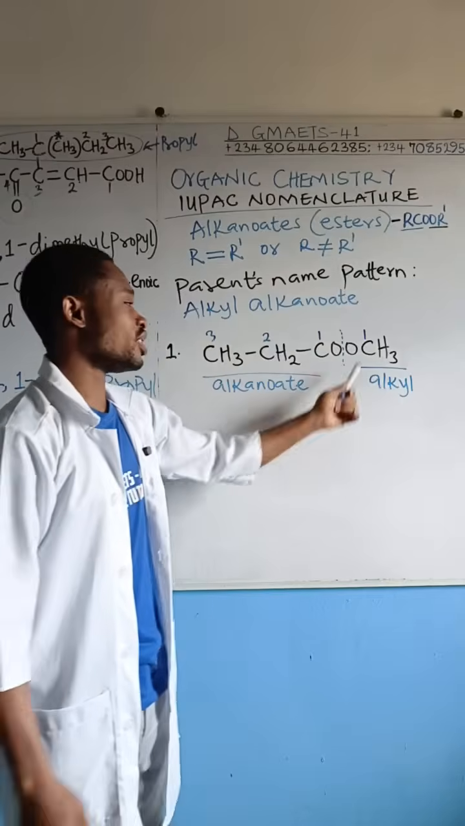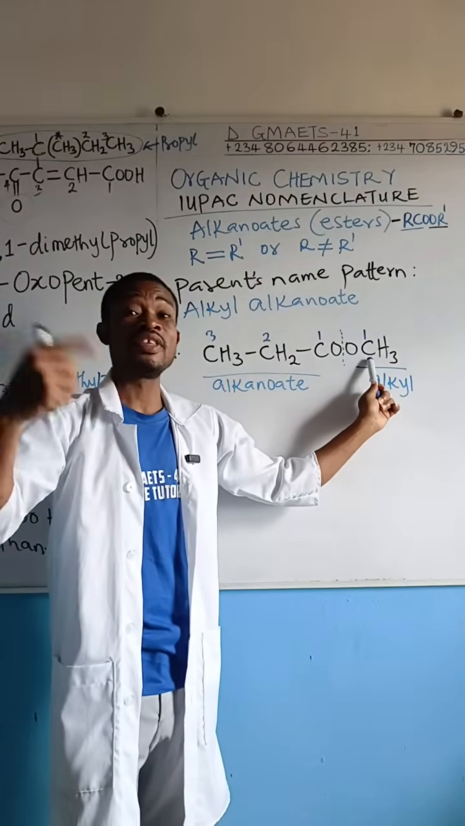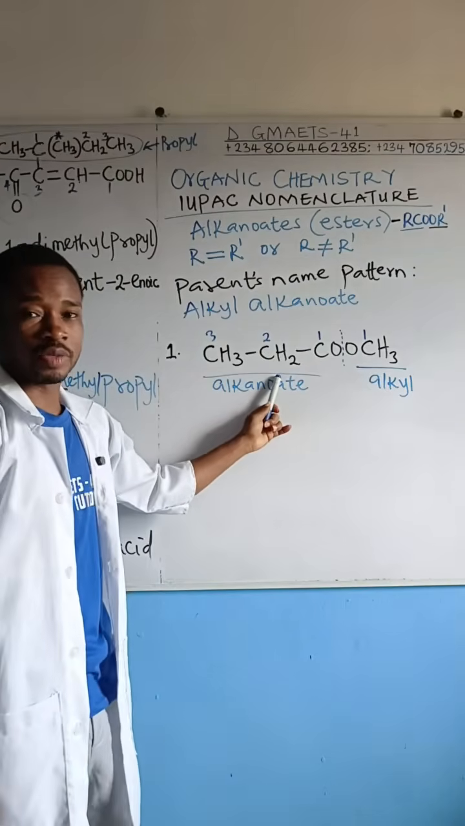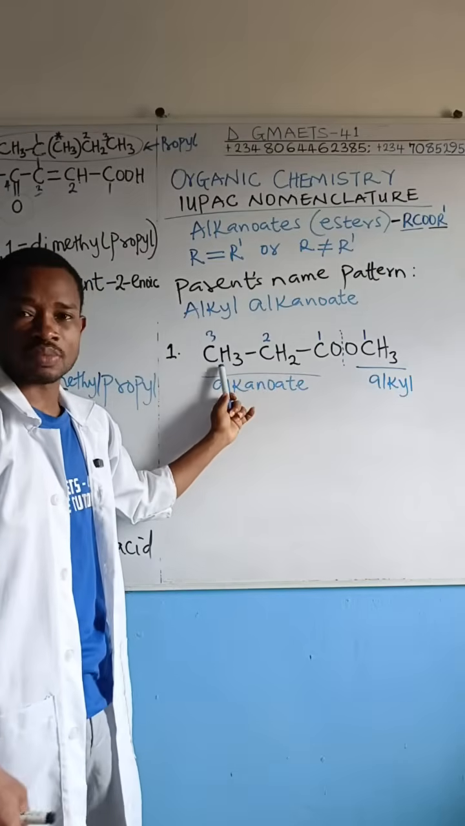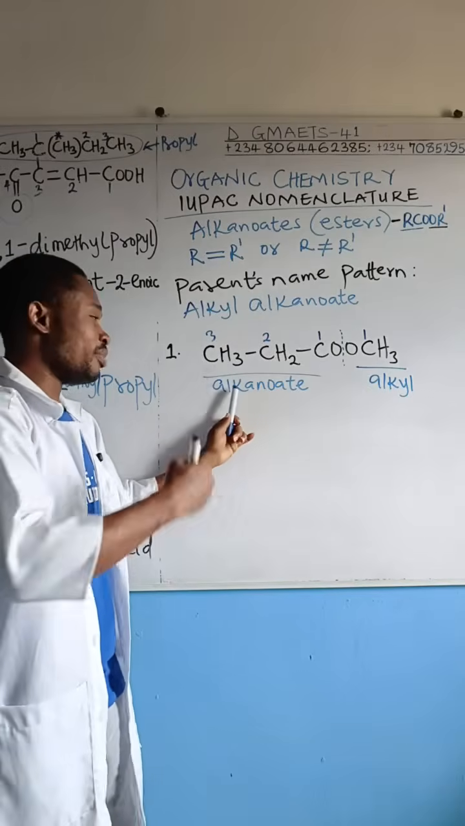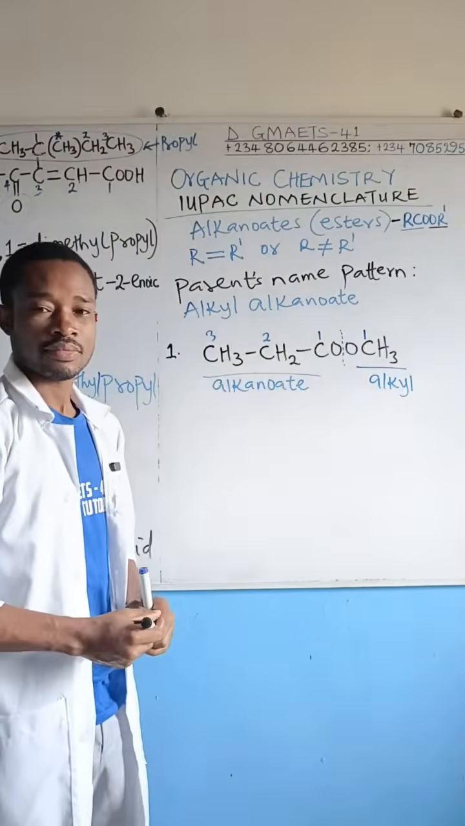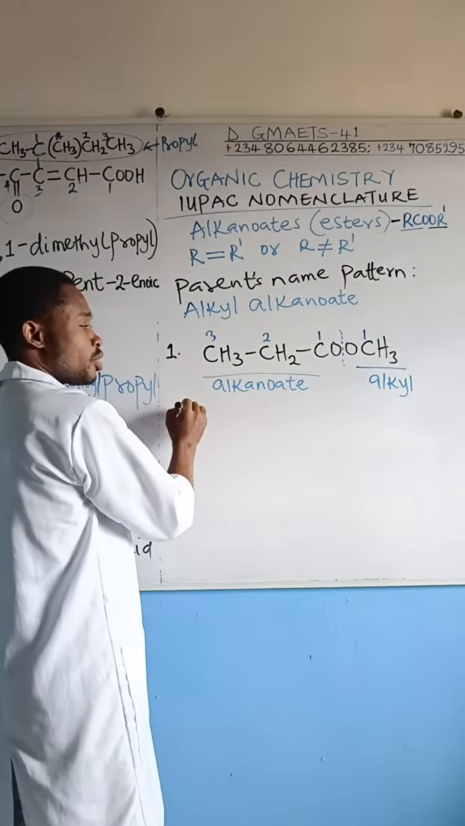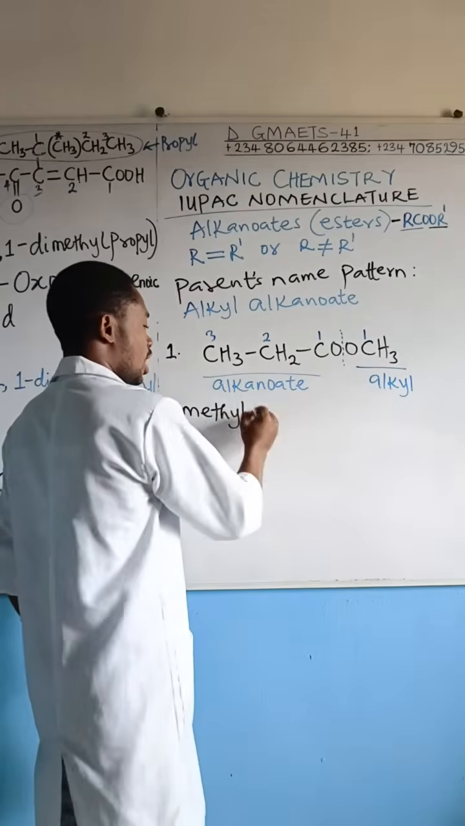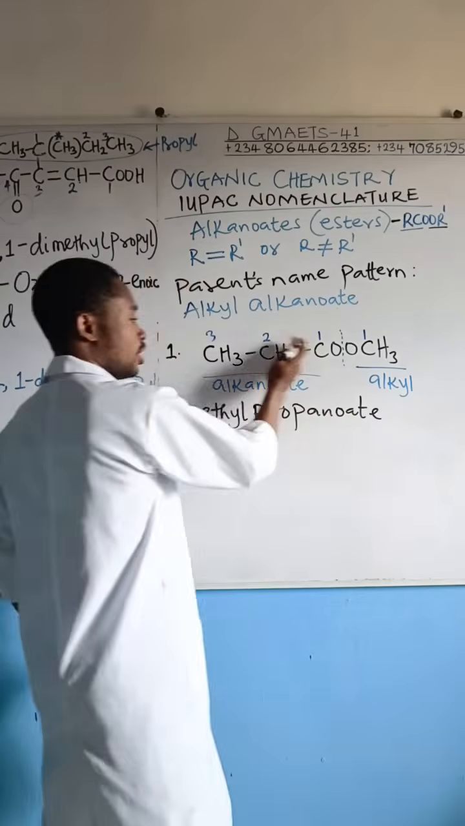The question will now be, what is the name of this alkyl? This is 1 carbon. 1 carbon as an alkyl is methyl. And then what about this alkanoate part? What is the name of the alkanoate part? Simply check the number of carbon atoms. There are 3 of them. 3 is prop. And then you know you are naming as alkanoate. So it's going to be propanoate. And so the IUPAC name of this is methyl, from here, and then propanoate on the other side.